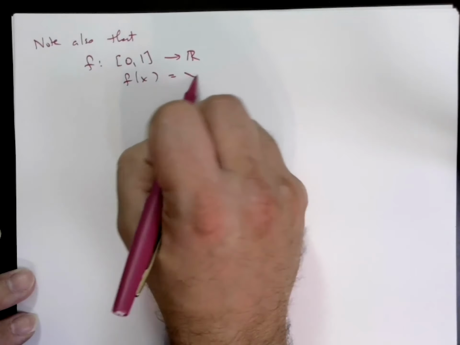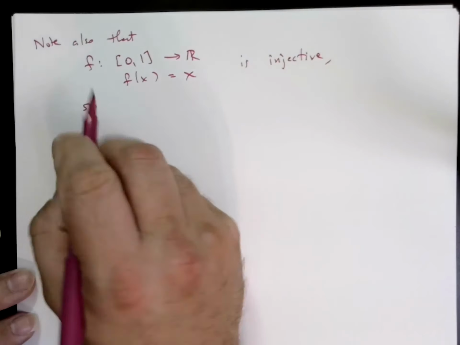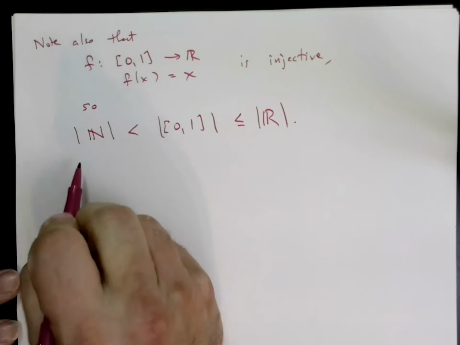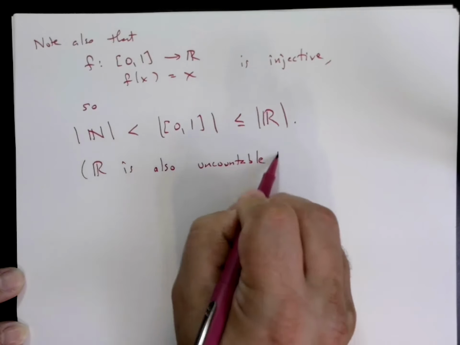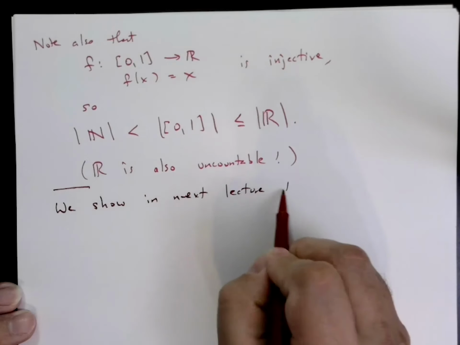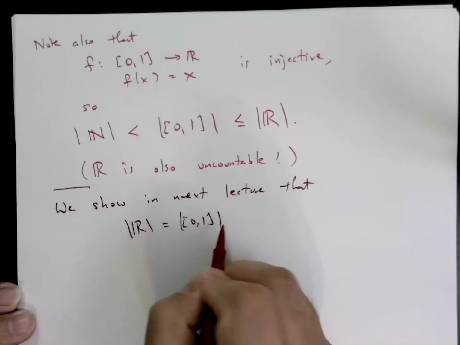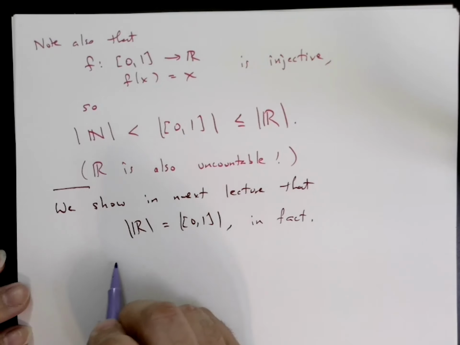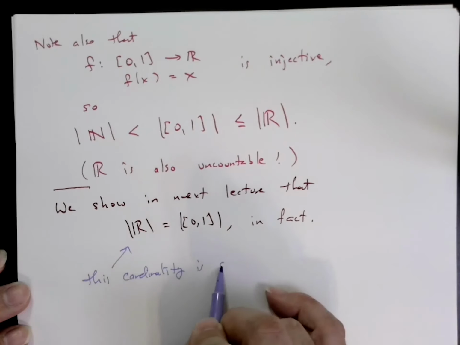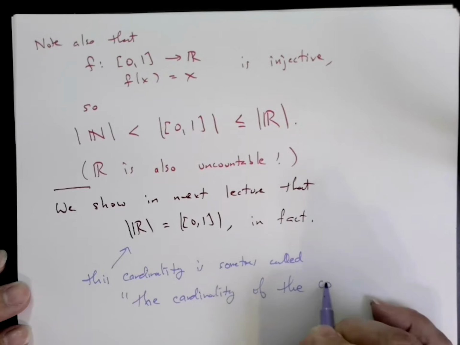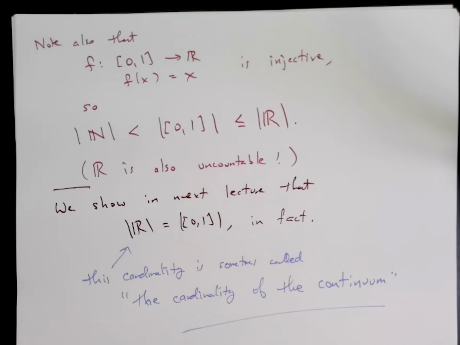In particular, we can write down an injective function where we map the interval to the reals by just taking f of x equals x. So, the cardinality of the interval is less than or equal to the cardinality of the reals. And since it's strictly more than the cardinality of the naturals, that means that the cardinality of the reals is strictly more than the cardinality of the naturals. In particular, the real numbers are also uncountable. We will show in the next lecture that the real line and the interval have the same cardinality, although we haven't shown that yet. This cardinality is sometimes called the cardinality of the continuum.